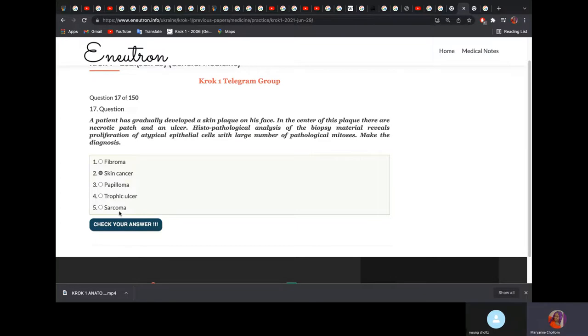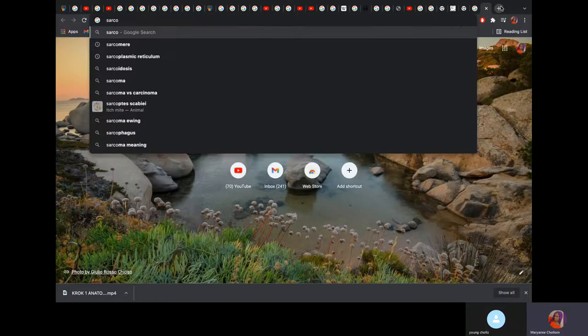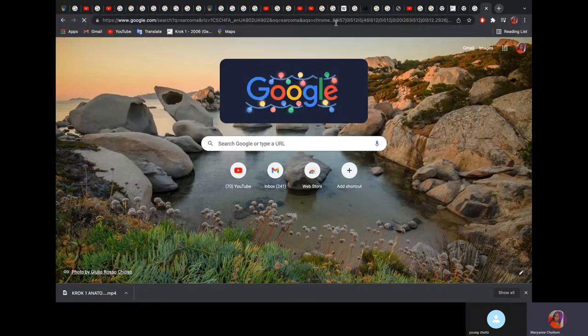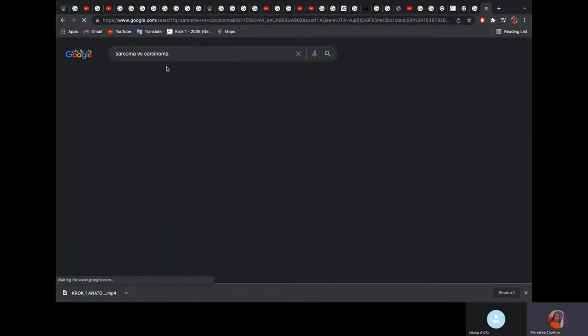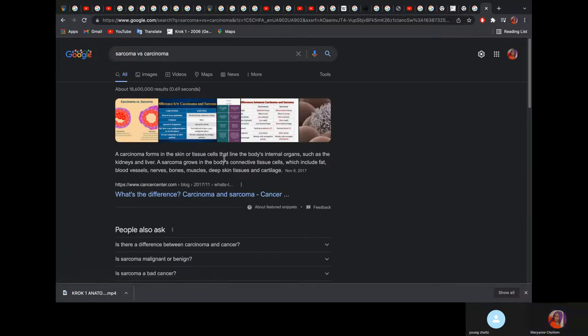So, of course, it cannot be sarcoma because sarcoma has to do with, I'm sorry, I forgot that. Let me just quickly check sarcoma versus carcinoma. Yes. So carcinoma has to do with epithelial tissues, while sarcoma has to do with the body tissues like fat, blood vessels, nerves, bone, muscle. Carcinoma is just epithelial tissues, like squamous cell carcinoma.